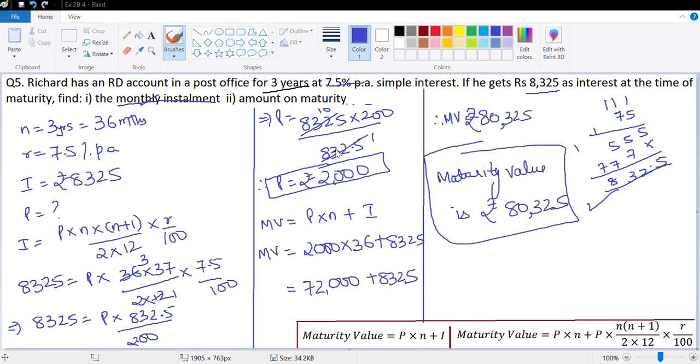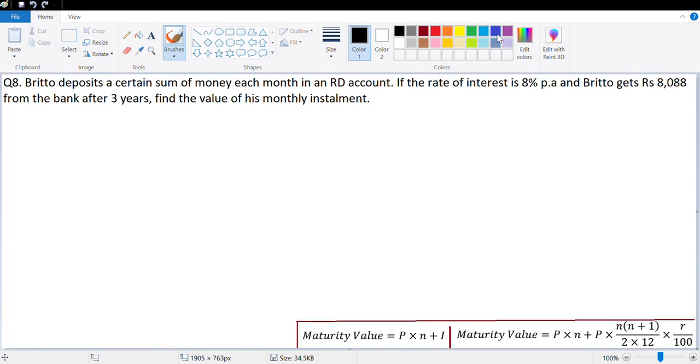The next question that we do is question number 8. Question number 8 says Brito deposits a certain sum of money each month in an RD account. Rate of interest is 8%. So R is equal to 8% per annum. 8088 is the maturity value. So maturity value is 8088. N is 3 years, which is 36 months. We need to find the value of P.